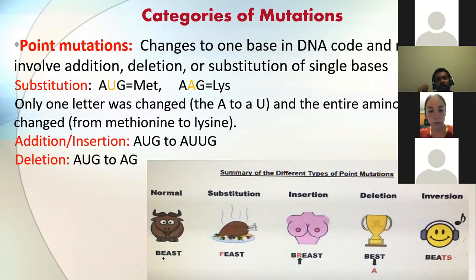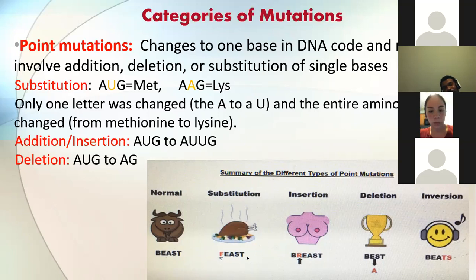The original word was beast, B-E-A-S-T. That was the normal word. Substitution: just one base has been substituted. Over here, B has been replaced by F, and the entire meaning of the word has changed. Now it's not beast anymore, it's feast. Insertion: in between B and E, we have a new base R, so it is completely a new word with a new meaning.